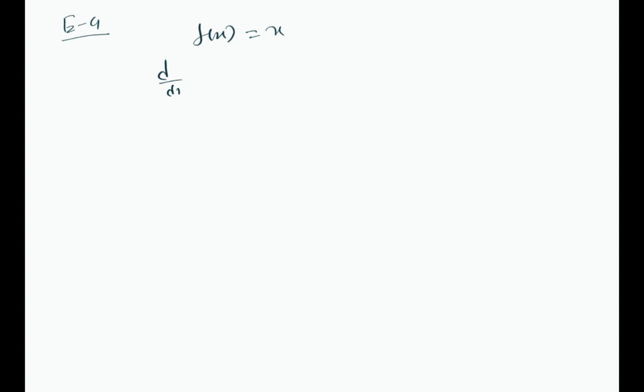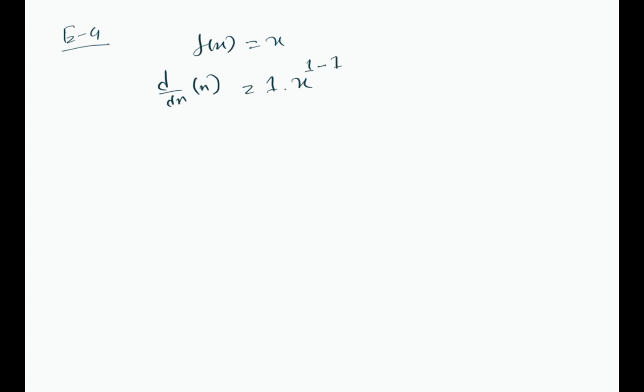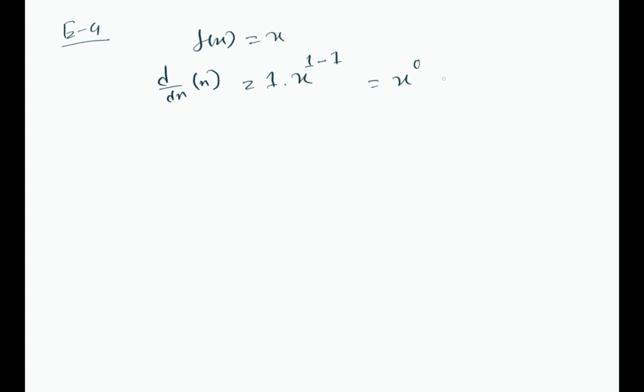So d/dx of x: actually we don't have any power here visually, but we have a power which is 1. Normally we don't write 1, so we need to write it. So it is 1 times our variable x to the power of our original power 1 minus 1. So 1 times x is actually x, and x to the power 1 minus 1 is x to the power 0. Anything to the power 0 is actually 1. So this is how it comes.